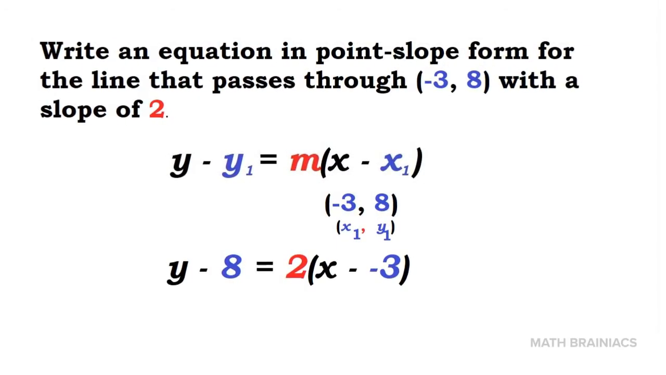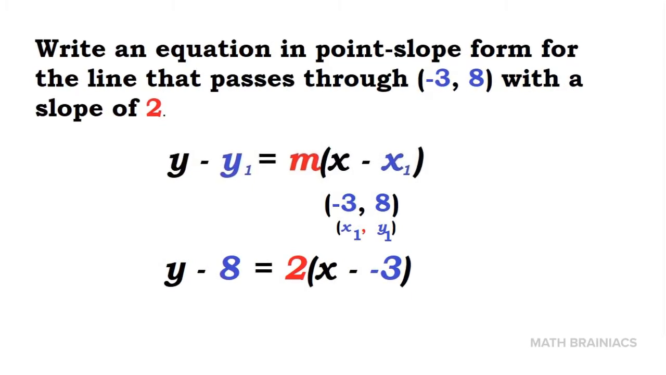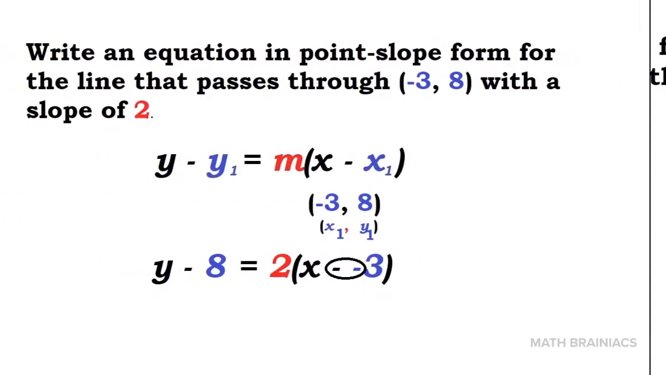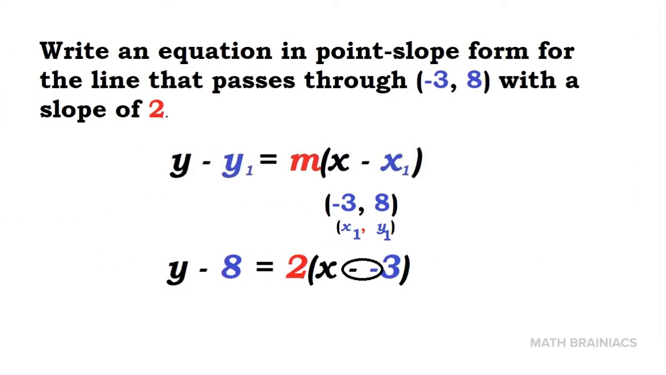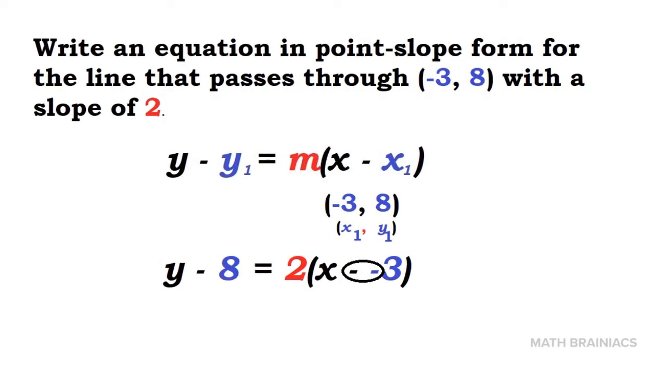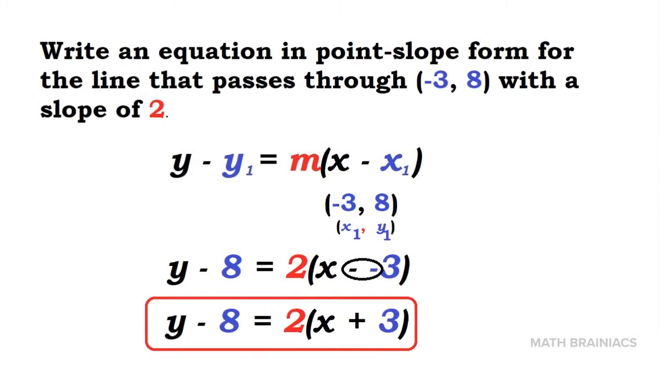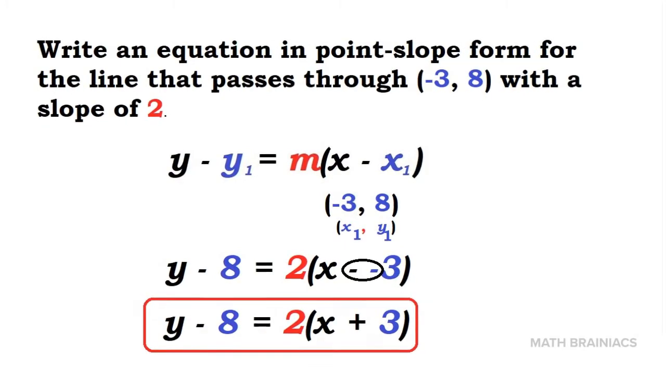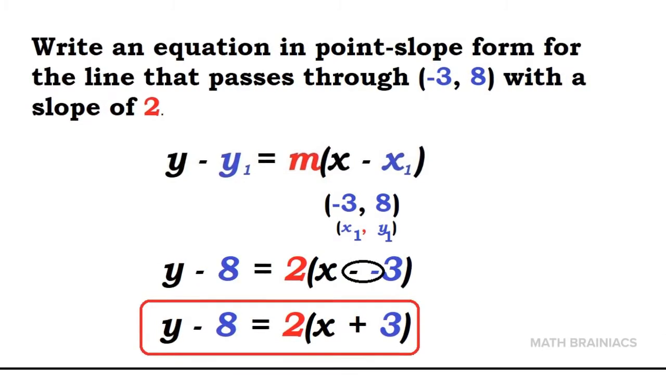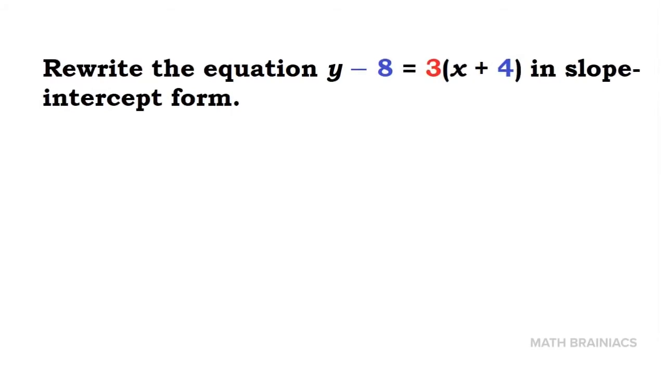We're just going to substitute the given values in the given equation. Accordingly, upon substituting the given values in the equation, we're going to have y minus 8 is equal to 2 times x minus negative 3. However, we have two negatives inside the parentheses. So, negative times negative will give us positive. Consequently, we're going to have the equation in point-slope form as y minus 8 is equal to 2 times x plus 3.